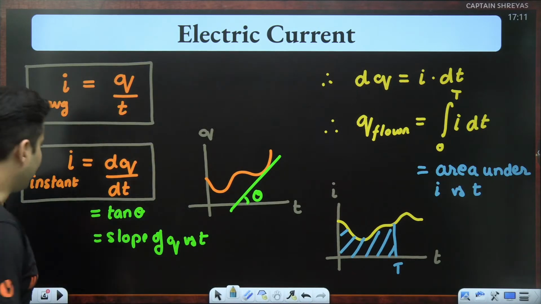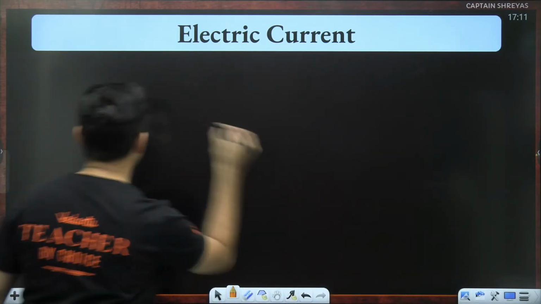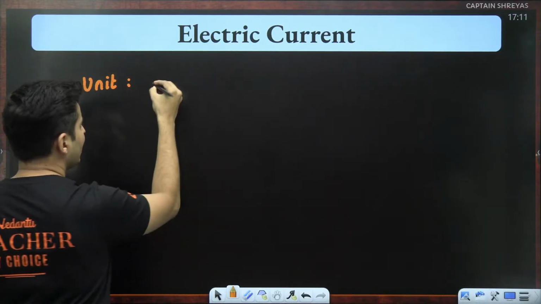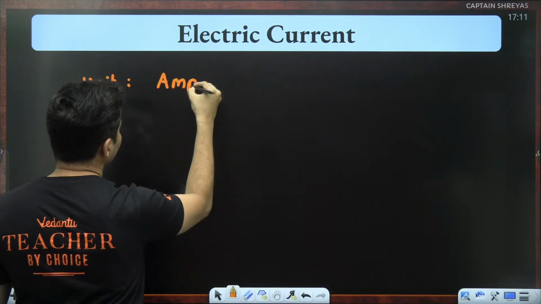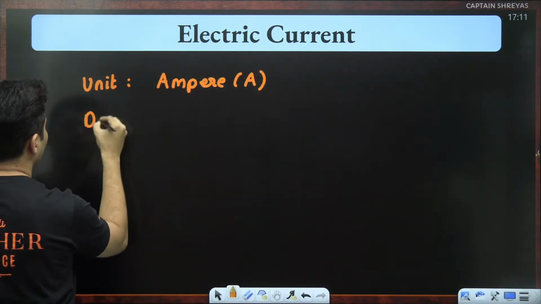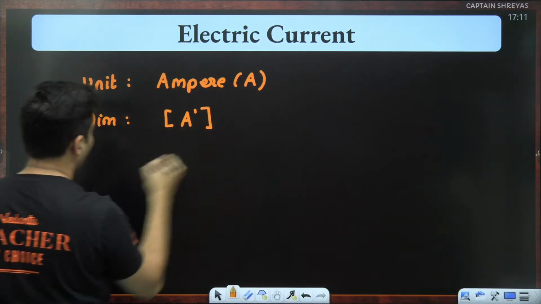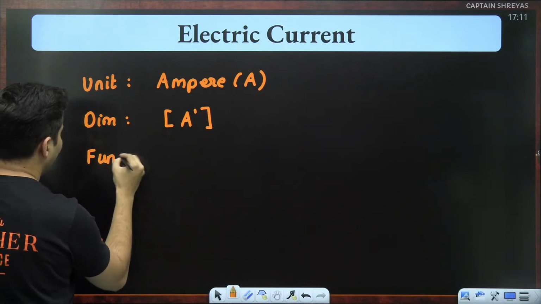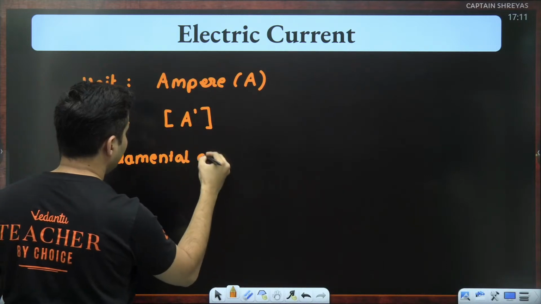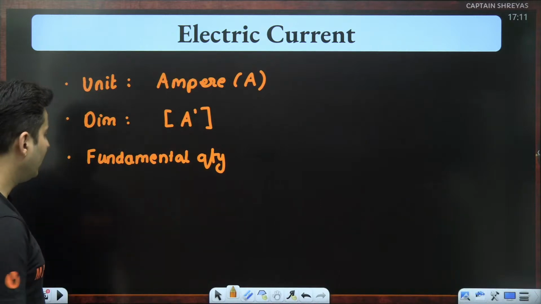All right, now going ahead, guys. Obviously, the unit of current will be nothing but ampere. Or dimension wise, it is just A raised to 1. Also keep in mind, it is a fundamental quantity. A lot of people think charge is fundamental. No, current is the fundamental quantity. Charge is a derived quantity.